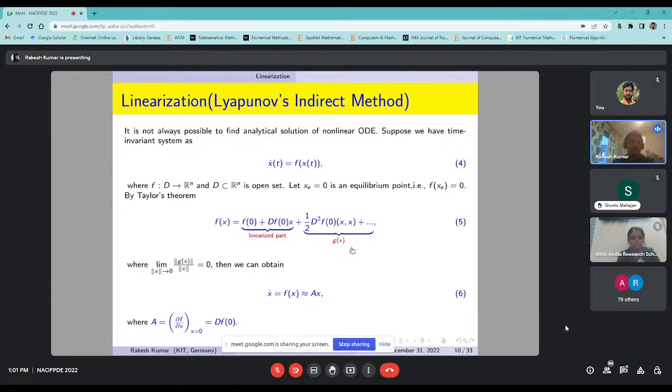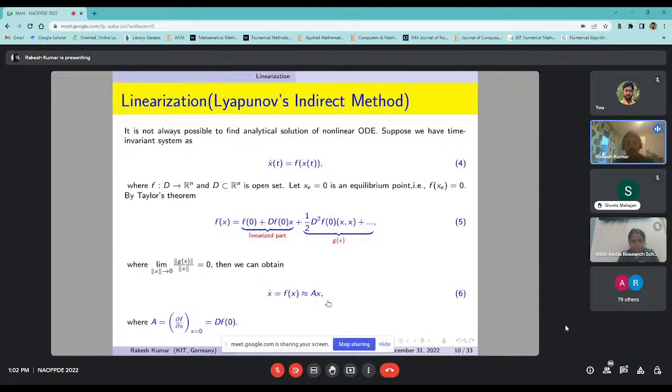The first method to study the stability of this kind of nonlinear differential equation is linearization. Suppose we have an equilibrium point and use Taylor's expansion. This gives a linear differential equation, where A is evaluated at the equilibrium, which may be non-zero, so you can use a translation to move to the zero equilibrium point. When we have this matrix, equation 6 is the linear differential equation. And when you have the linear differential equation, you can say many things about the solution.